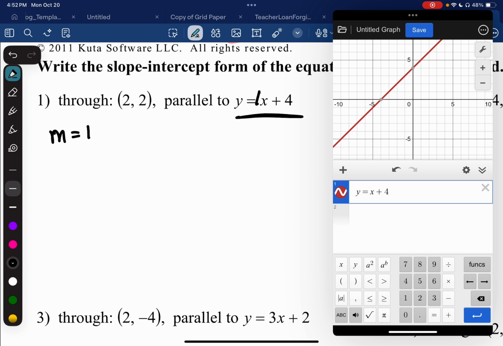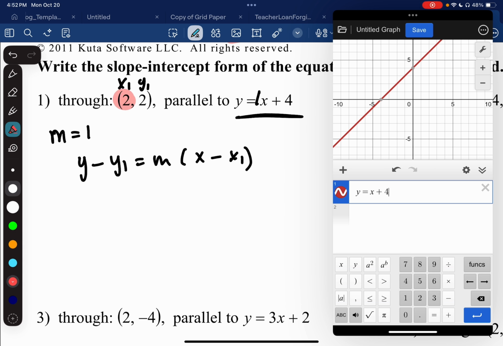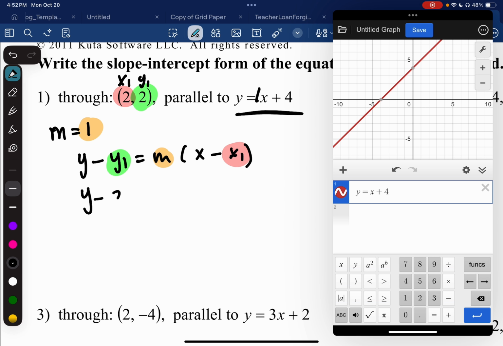And then we find my point. This is my x1, y1. Now we're going to plug it into this formula: y minus y1 equals m parentheses x minus x1. We're going to do some math and solve it. So remember what we got. This will go here, this will go here, and lastly, my slope will go here. Let's plug it in real quick. We have y minus y1, which is 2, equal to 1 parentheses x minus x1, which is 2.